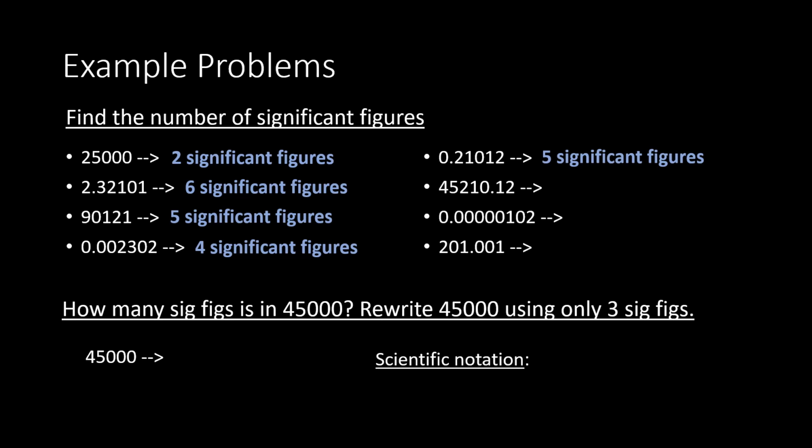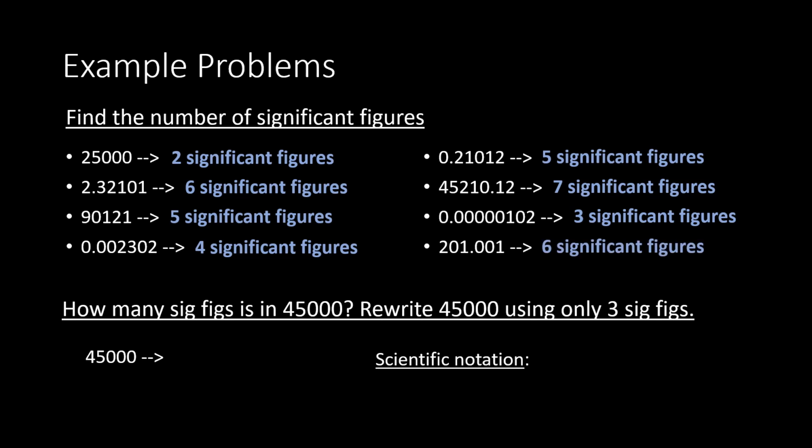The next number is 45,210.12. This falls under our first and third rule, so this number will have 7 sig figs. The next number is 0.0000102. This falls under our first, third, and fourth rule, so this number has 3 sig figs. And our last number is 201.001. And this falls under our first and third rule, so this will have 6 sig figs.